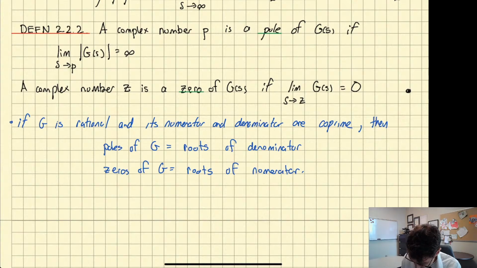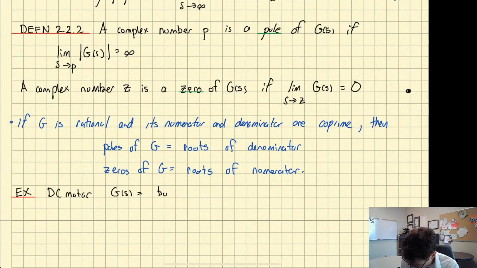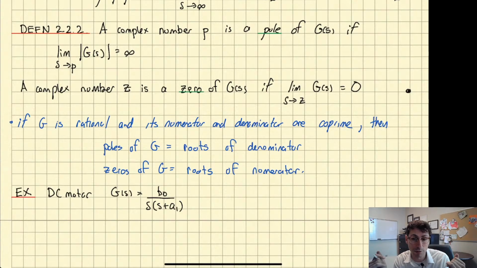Okay, let's go back to our DC motor. The transfer function from voltage to position was given by G of s equal to b0 over s plus a1. So notice that the numerator and denominator do not have any common roots, so it's rational, a ratio of polynomials, and they're coprime. In this case, then, the poles are the roots of the denominator.